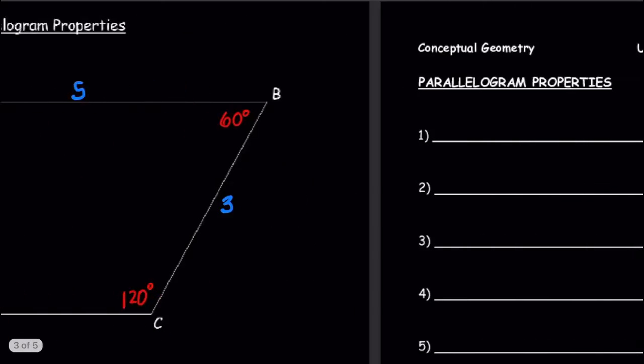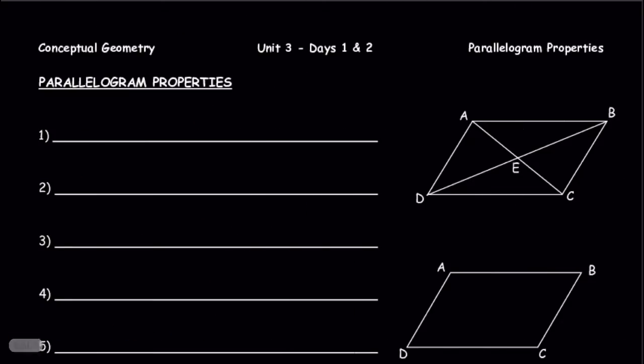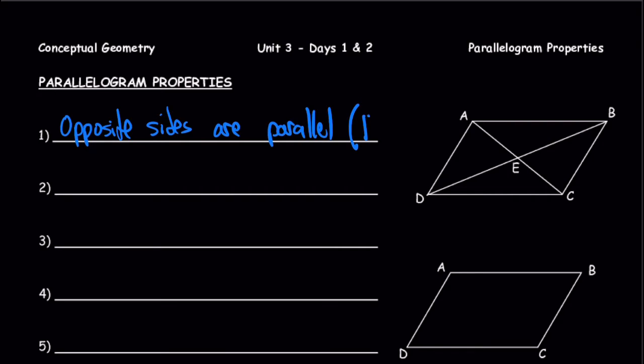Now I'd like you to go to day 1 notes, and we're going to start listing these properties. One of the things you can't get from your measurements, but it's in the name parallelogram, and is probably the most important property, is that opposite sides are parallel. From here on out, I'm going to use this symbol, because we're going to use parallel quite a bit. The symbol for parallel is two vertical parallel lines. It's like a vertical equal sign, if you will.